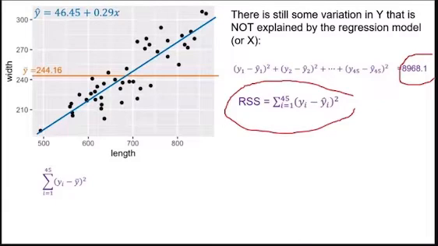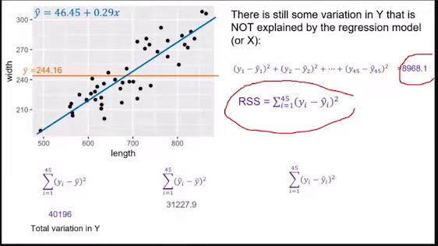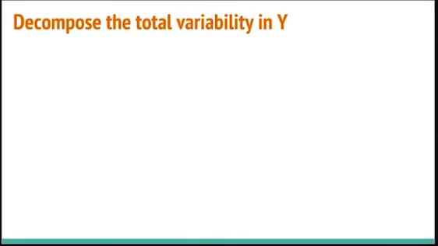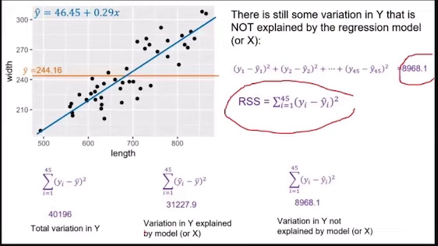Now, because of that, I'm actually going to have this out. What I'm having right now is this. This is the decomposition that I'm talking about: this equals that plus that, which is what? The total variation in Y equals the variation in Y explained by the model, or X, plus the variation in Y not explained.